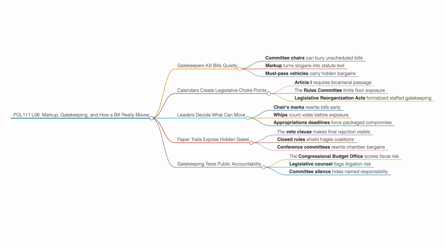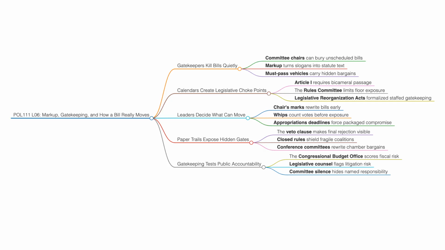Markup is where a proposal stops being a slogan and becomes legal text. A bill can sound simple in a campaign speech and become expensive, complicated, or politically toxic once drafters identify definitions, exemptions, funding formulas, reporting duties, enforcement authority, and deadlines. That is why committee gatekeeping is so consequential.